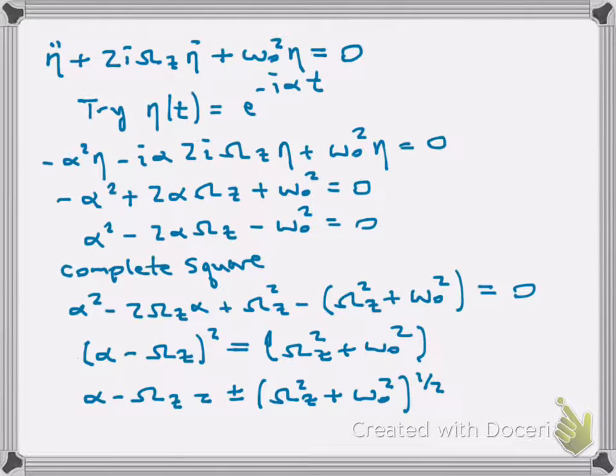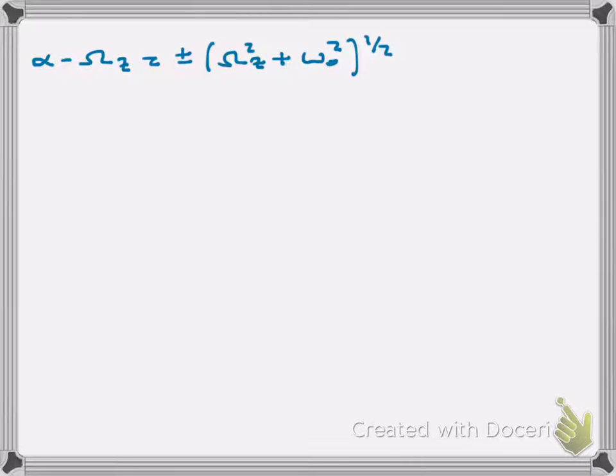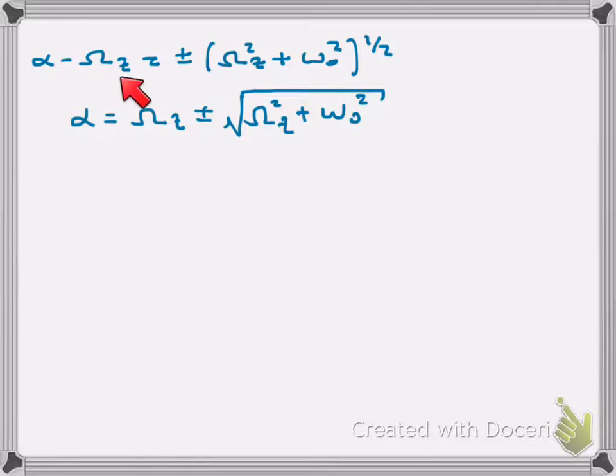So let's rewrite that on the next slide. And we're going to solve for alpha. So we put this omega z on the other side, and we have alpha equals omega z plus or minus the square root of omega z squared plus omega naught squared.